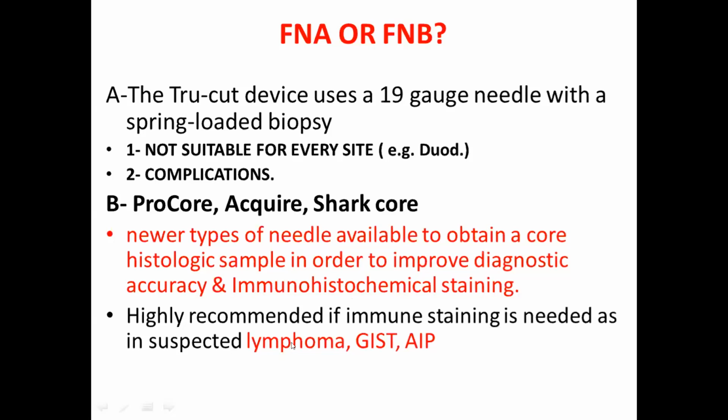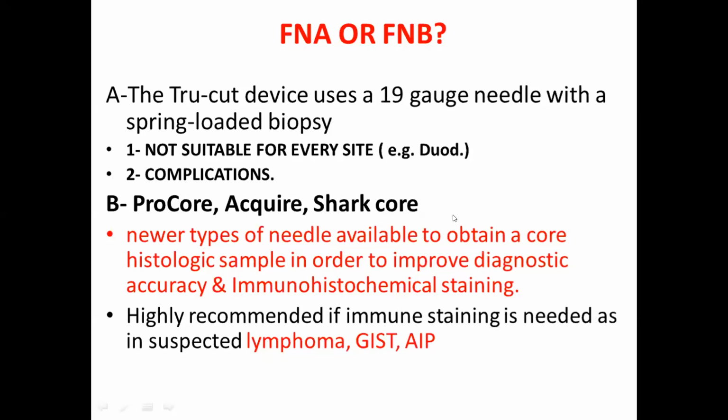when I suspect that I need immune staining, I should do fine needle biopsy. Especially in cases of lymphoma, you should do CD markers, in GIST tumor, you should do CD117 and DOG1, and in autoimmune pancreatitis, you should stain for IgG4 on the plasma lymphocytic cells. So the answer to the question, FNA or FNB, is first according to your preference. If you are used to doing FNB, then use FNB. If you are used to using FNA, then use FNA. But if you suspect that the patient may need immunostaining, like in lymphoma, GIST, or autoimmune pancreatitis, you should do FNB with FNB needles.